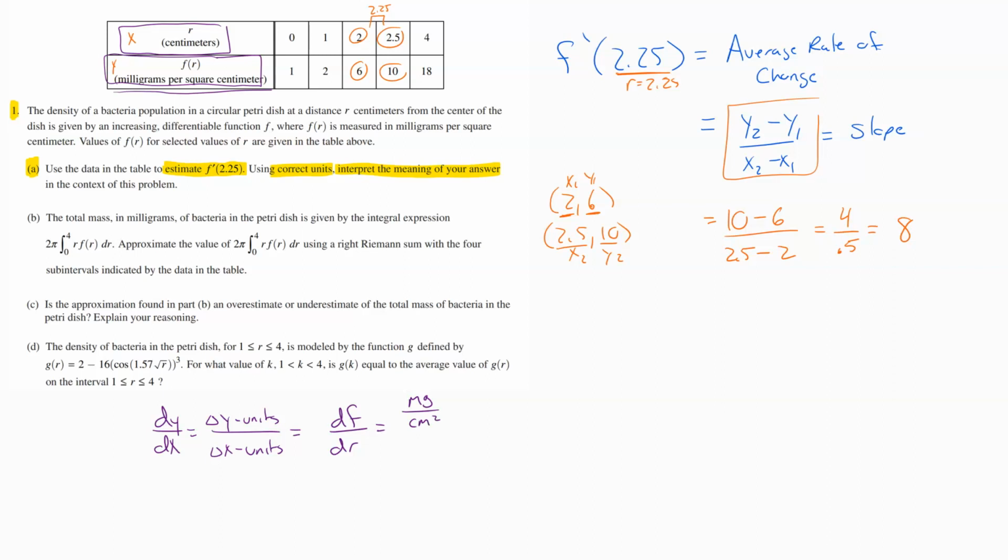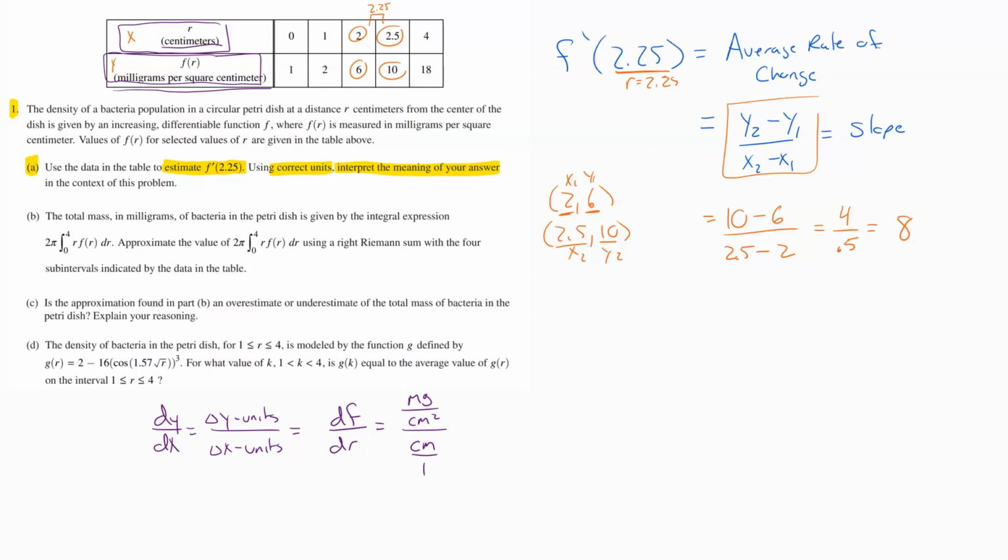And then from there, that's all over the units of our r, which is in centimeters. Then I would clean this up a little bit. So those are our units. This would be milligrams per centimeter squared per centimeter. That's some weird units, but that's how you have to break these things down so that when they don't make sense, you still can find an answer. So this is 8, and then this would be milligrams per centimeter squared per centimeter. Those are the units right there. So that gets us the correct units on our answer.